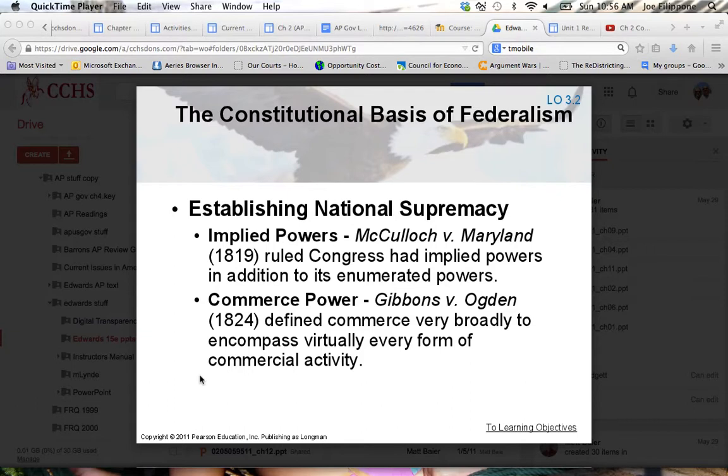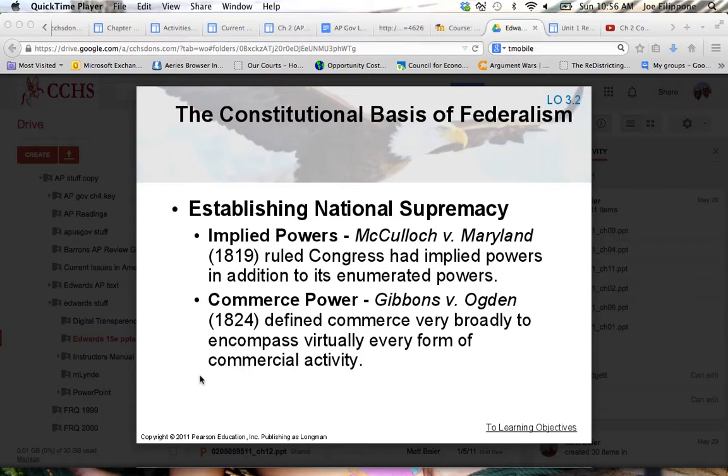It started early on in 1819 in McCulloch versus Maryland. It was actually about the national bank that the United States had. Maryland tried to tax this national bank $15,000 a year, and the national bank wouldn't pay it. So the state of Maryland took McCulloch, who was the bank's cashier, to court.